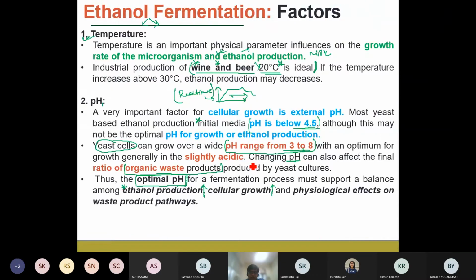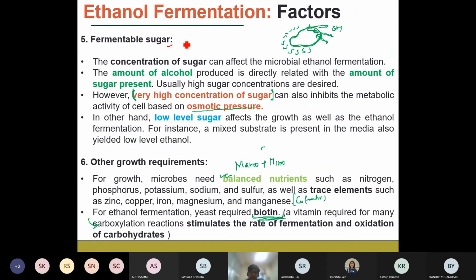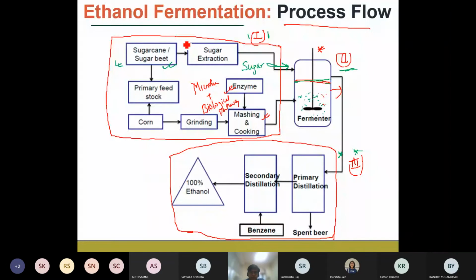And after that, when you are growing the bacteria or the yeast in a fermenter, we need to optimize several parameters, like the temperature, pH, the oxygen concentration, ethanol concentration, because these are going to play a significant role in how much the yield of the ethanol is after the fermentation has been done. So these parameters we have to optimize so that we obtain a high concentration of your final product, that is the ethanol.